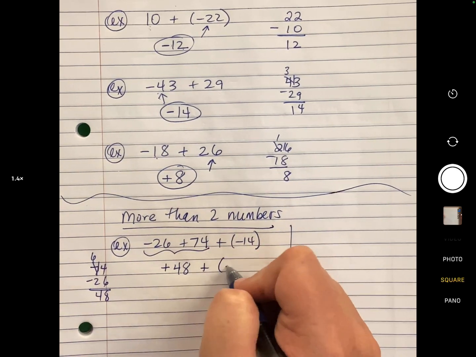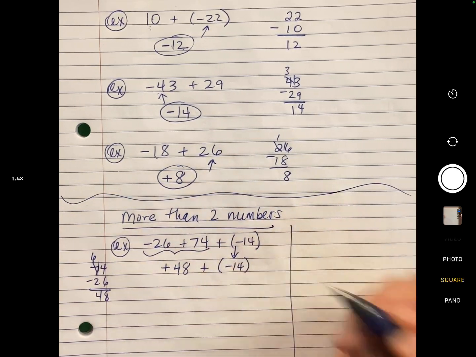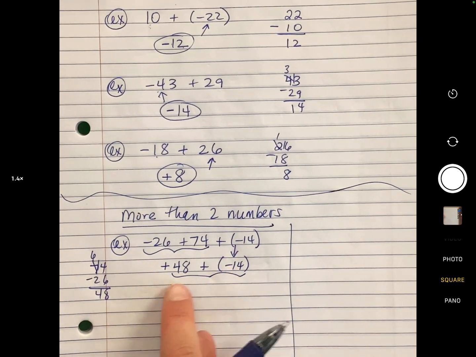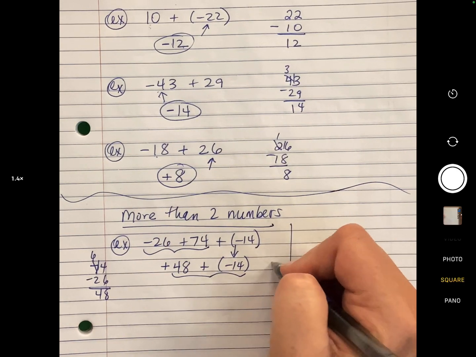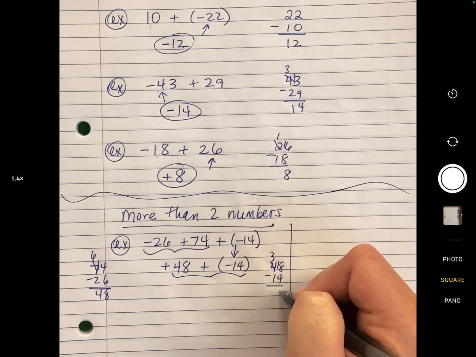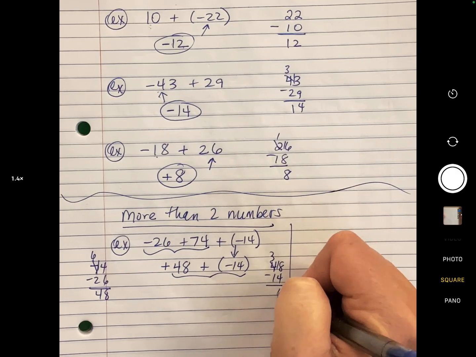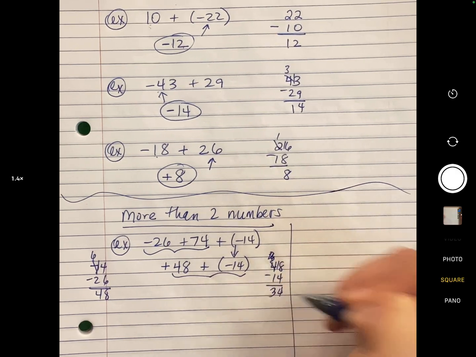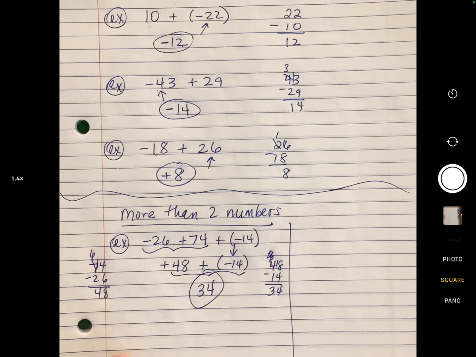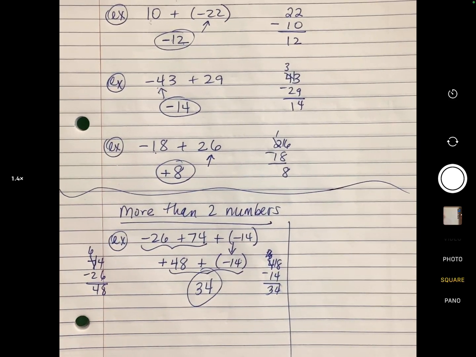Then I have plus negative 14. I bring that down. Now I'm doing, again, two at a time. They are different signs, so I'm going to have to subtract 48 minus 14. Oops, I should not have borrowed. That was a mistake. Oops. So I get 34. And which one wins? The positive wins. They're more positive. So the answer is 34. That is one way to do it.